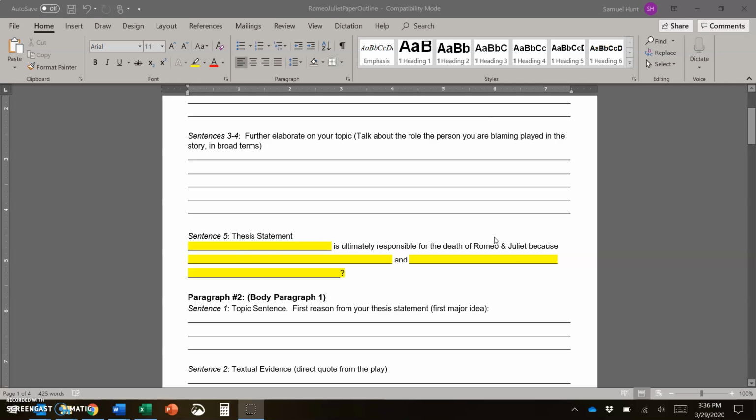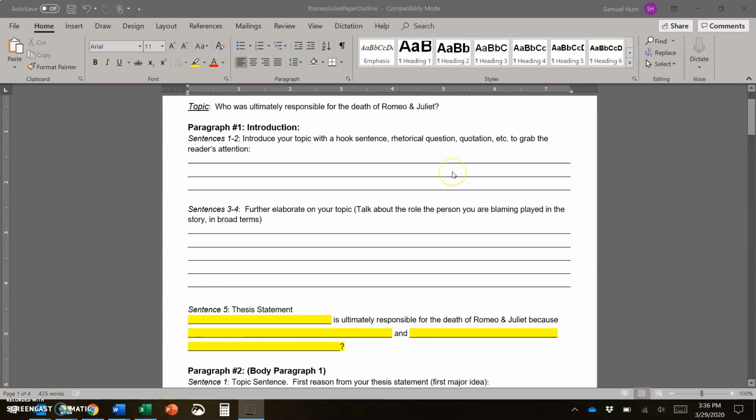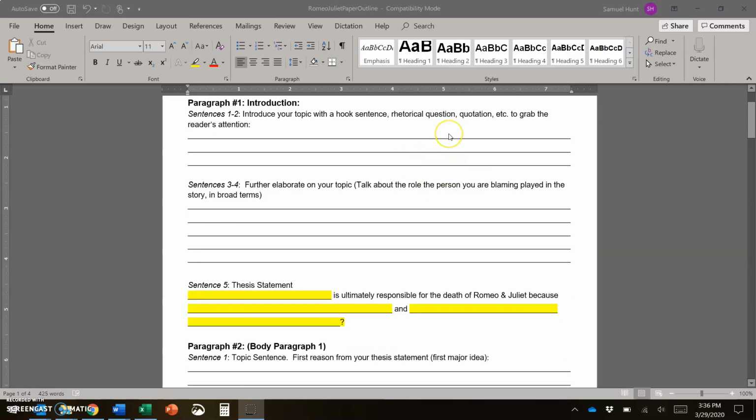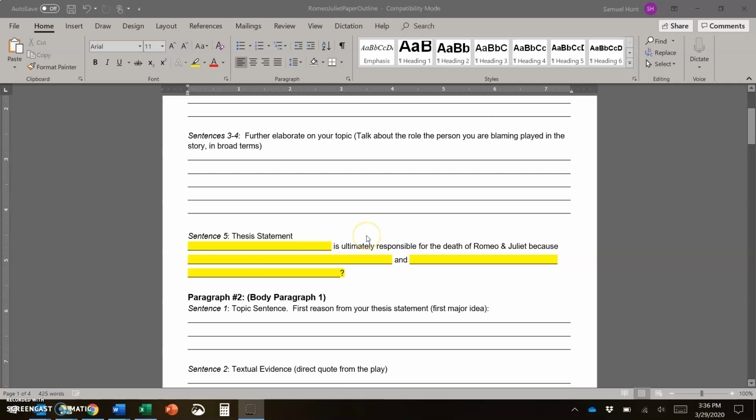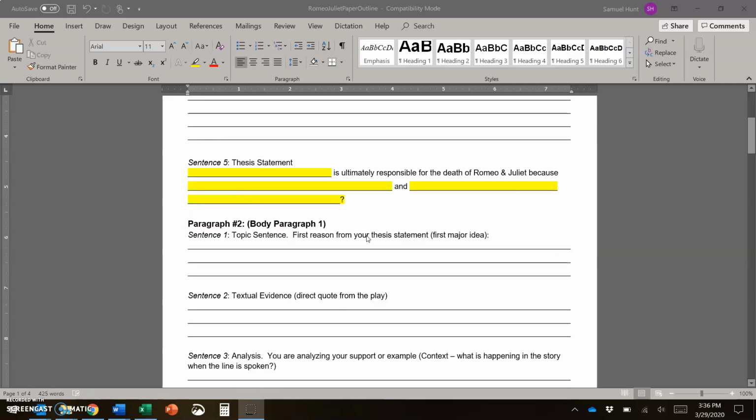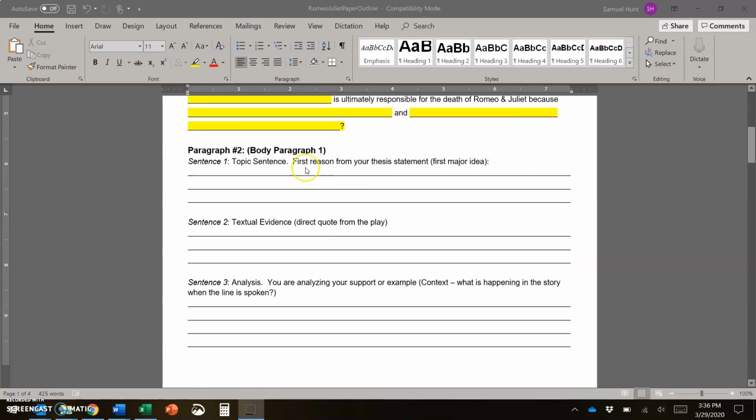You are now done with your first introductory paragraph. That's it, right here. Right? A hook, introduce the book and the author, talk about your character in general, and now your thesis statement. Fill in the blanks. Body paragraph 1, your topic sentence. It's going to be real simple. It's straight from your thesis statement above. So-and-so is responsible for the deaths of Romeo and Juliet because, and list your reason.